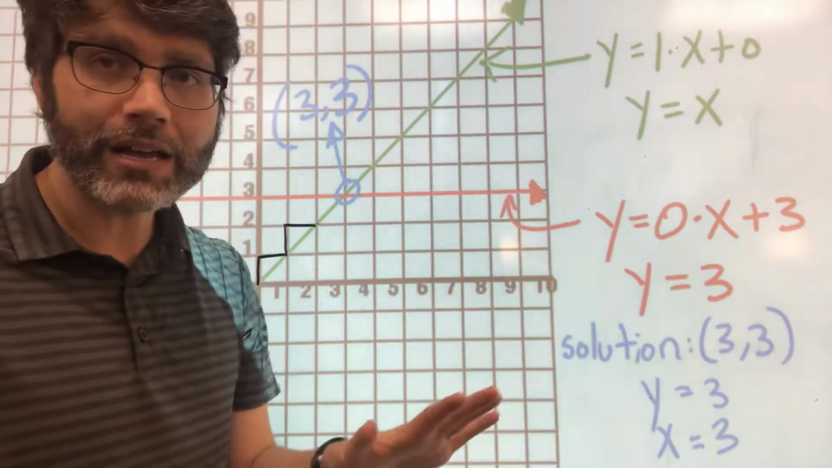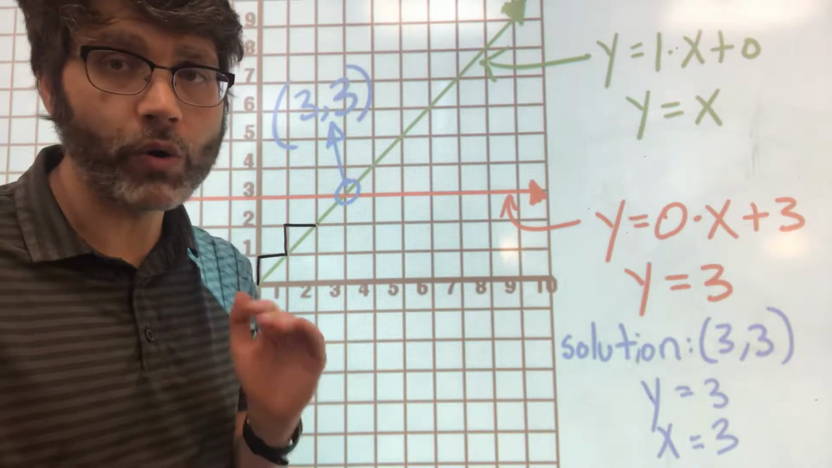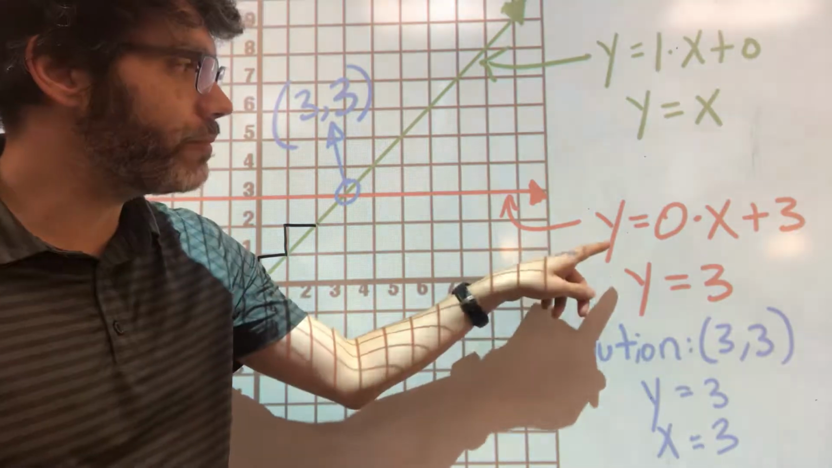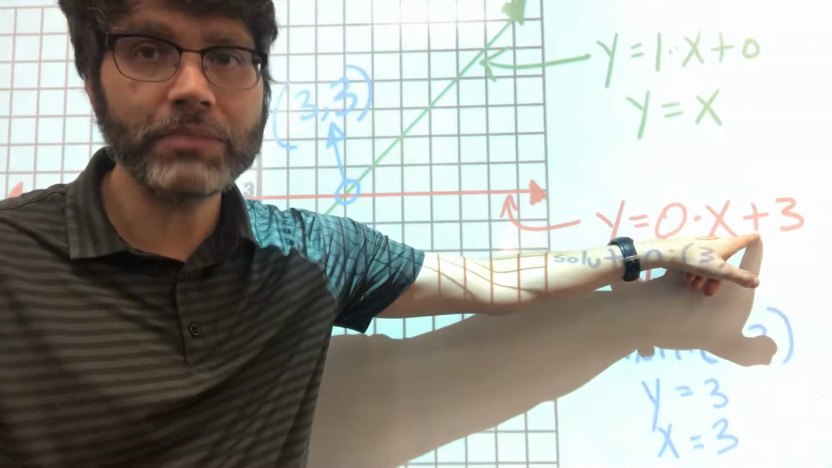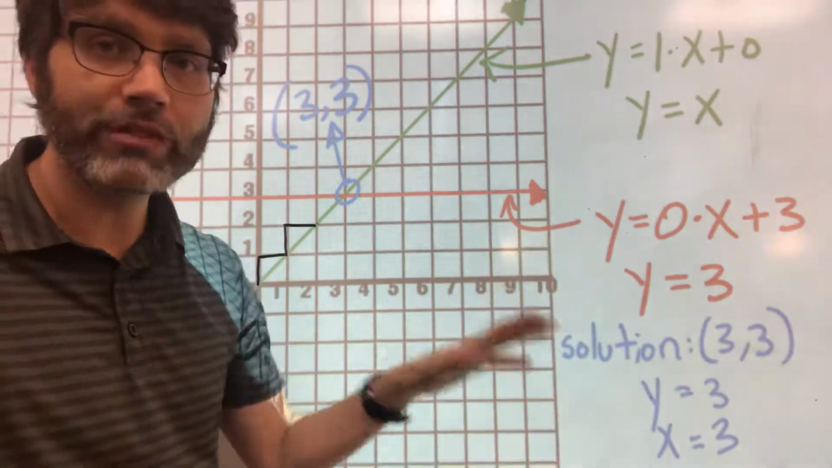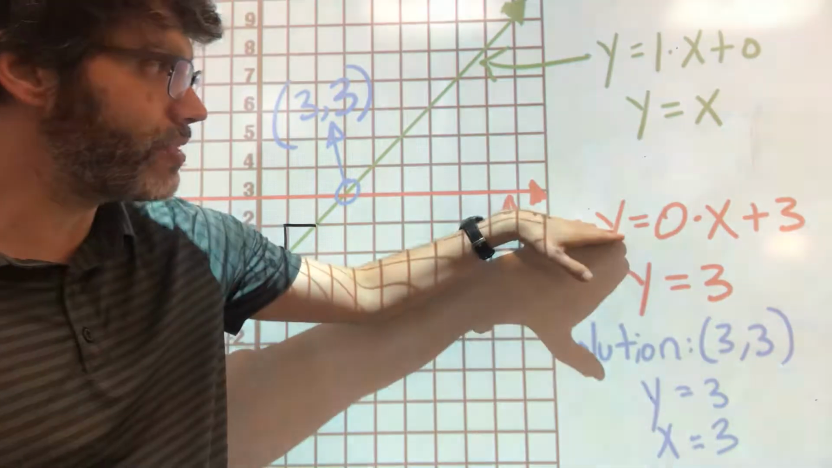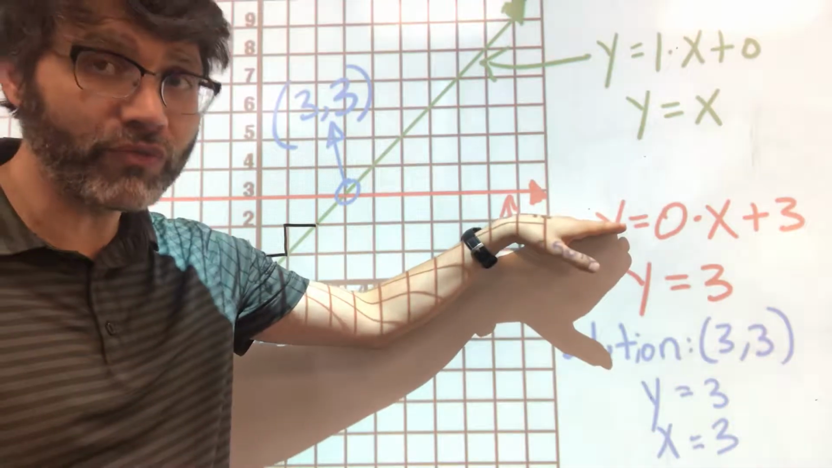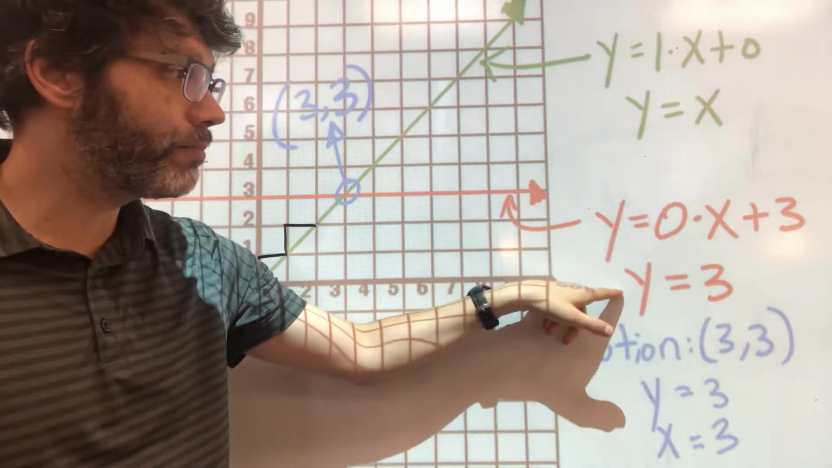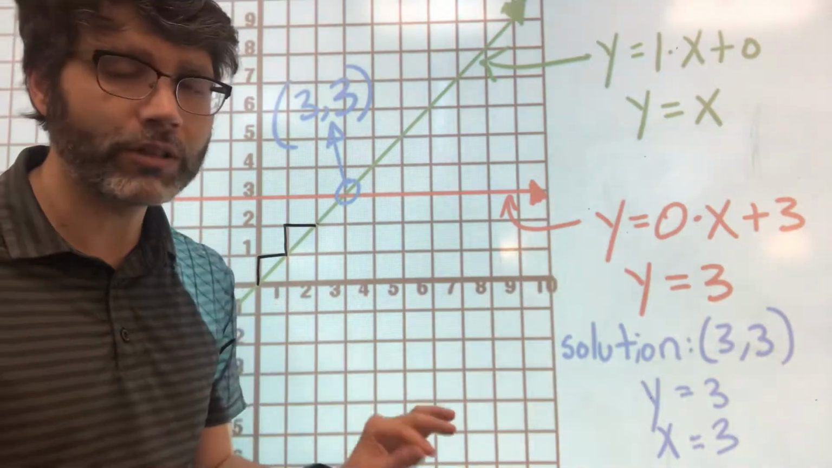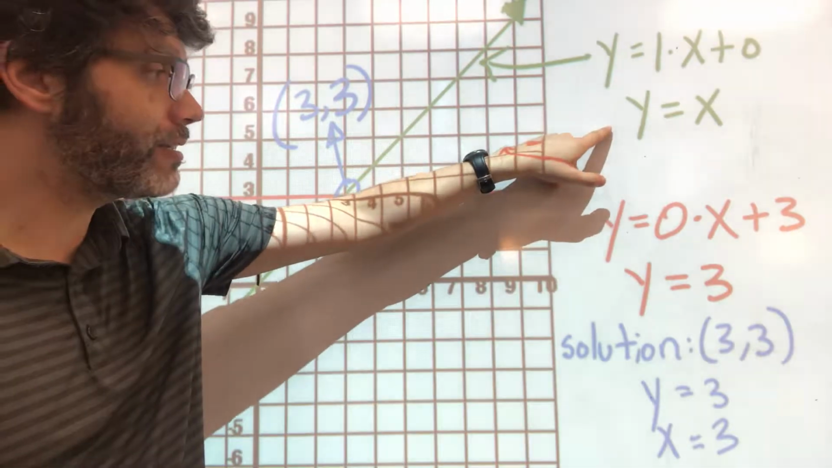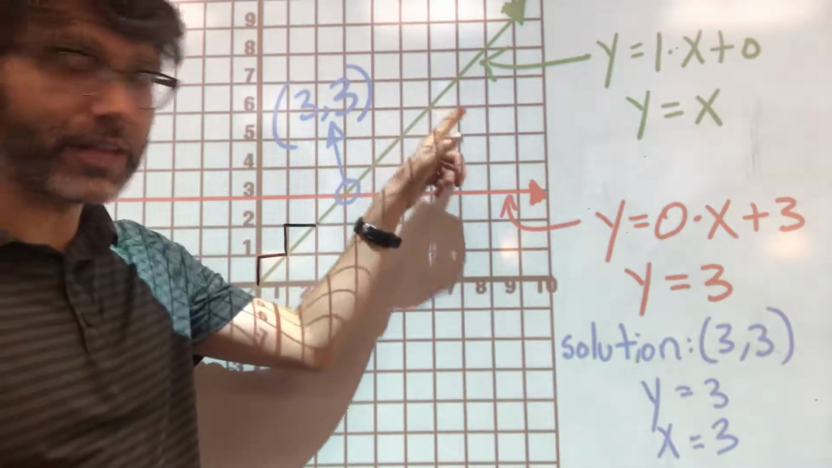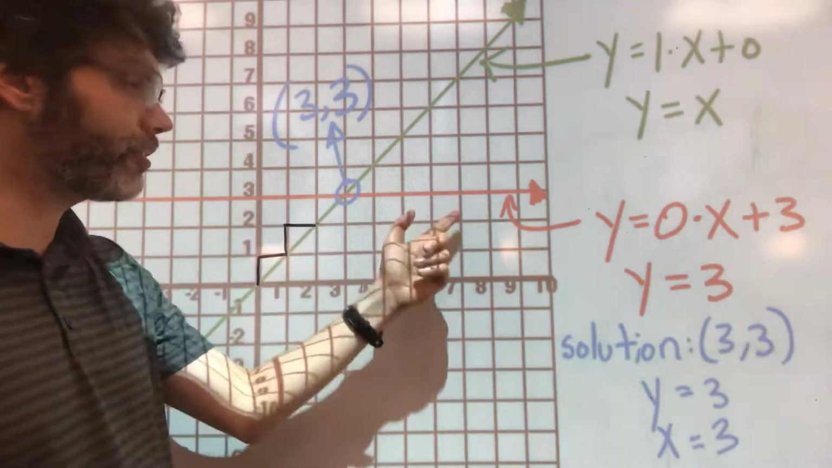So many times, in fact, most times that you see a horizontal line, it's not going to be written y equals 0x plus b. It's actually just going to be written y equals whatever that y-intercept is. So we've taken this, which is a correct form, but this form below is what you're much more likely to see for horizontal lines. So we have y equals x as one equation of a line and y equals 3 as our other equation for the line.